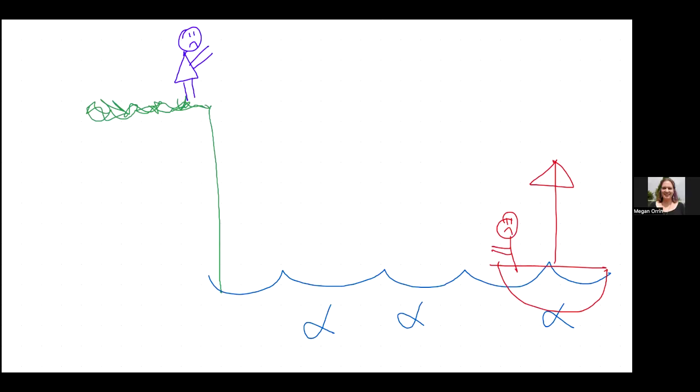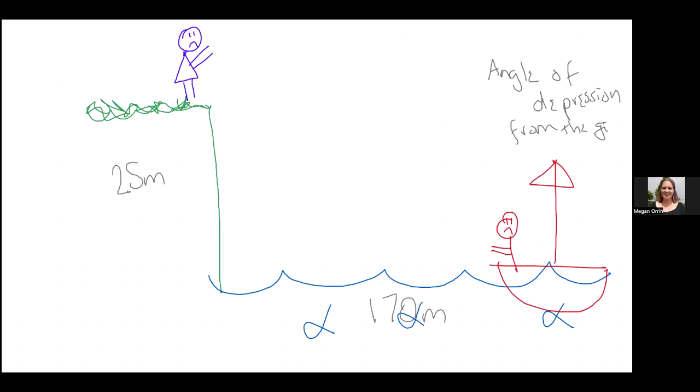All right. So let's now have a look at if I'm told that the cliff is 25 meters high and this guy has gone 170 meters out to sea. What is the angle of depression from the girl to the boy?